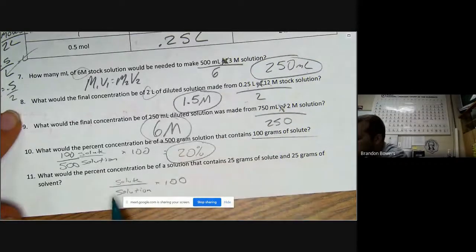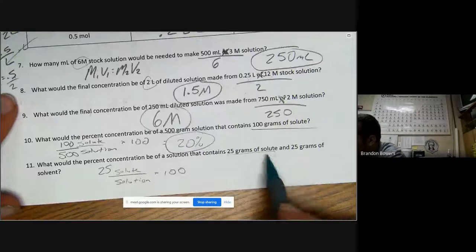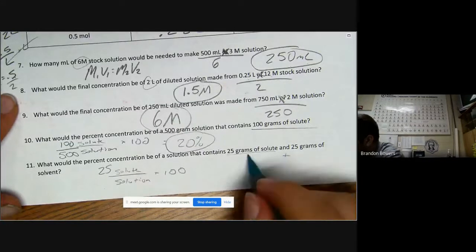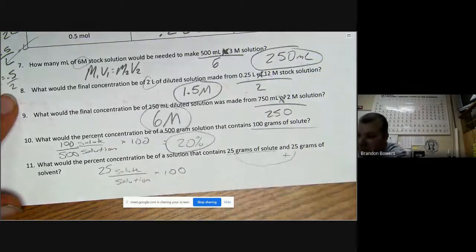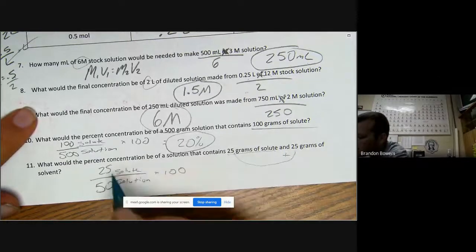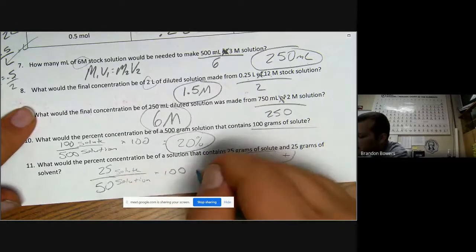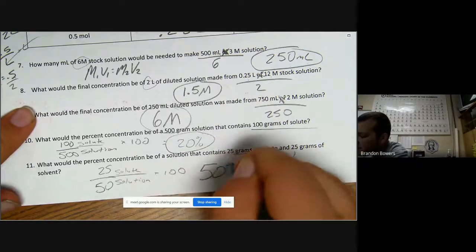Now this last one, I'm given grams of solute is 25, but I'm not given grams of solution. A solution, however, is the solute plus the solvent. So what is 25 plus 25? 50. Okay. So if you divide those and multiply by 100, your final answer will be 50%.